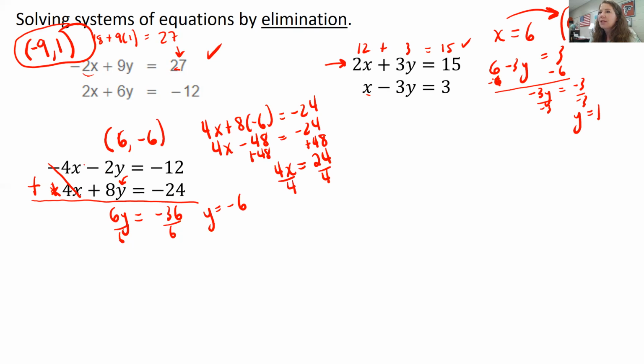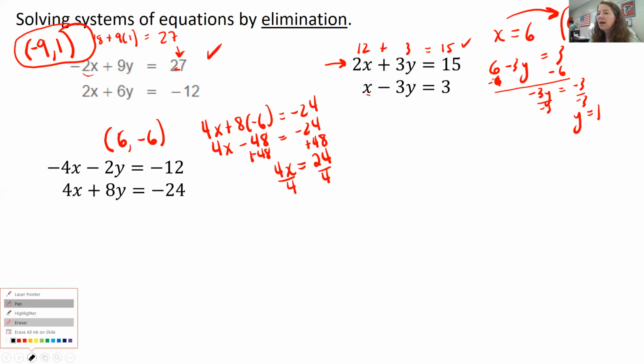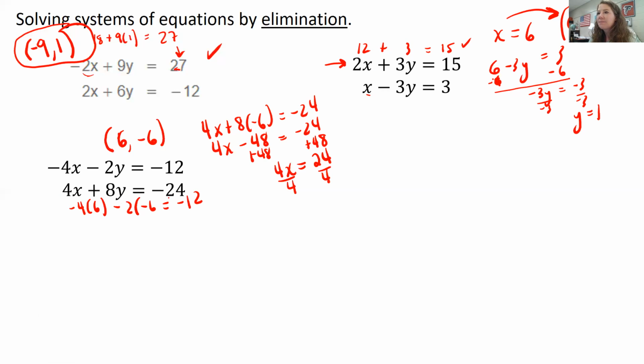So just to be sure, I'm going to plug those into my first equation. Plug it in up here. So negative 4 times 6 minus 2 times negative 6 should equal negative 12. Let's see if it does. Oops. Oh, that looks like a smiley face.